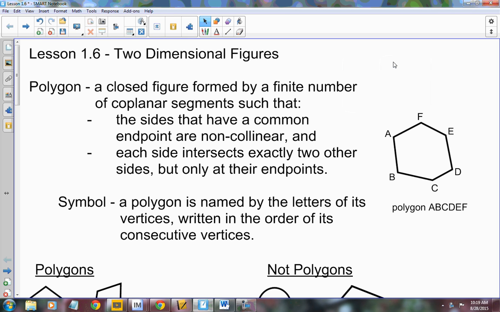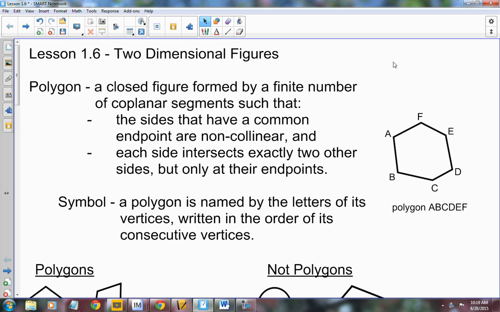Okay, so we're talking about two-dimensional figures, and I want to first talk to you about what a polygon is. Now, the polygon is kind of a long definition, and I'm going to do my best to simplify it. I'm going to read it first, and we'll talk about what it means. It's a closed figure formed by a finite number of coplanar segments, such that the sides that have a common endpoint are non-collinear, and each side intersects exactly two other sides, but only at their endpoint. It's really a messy definition.